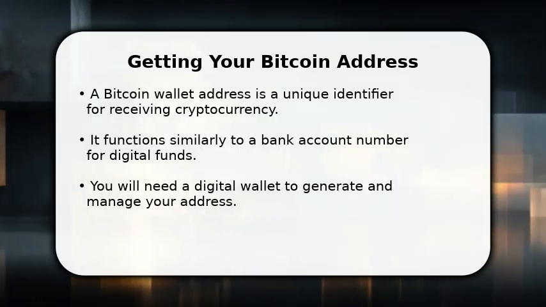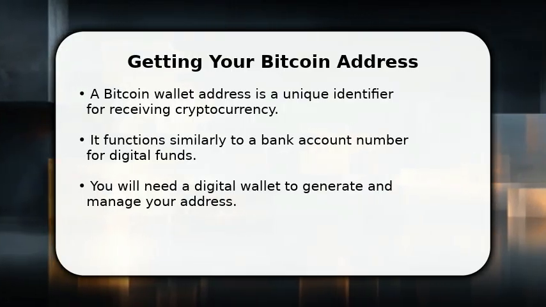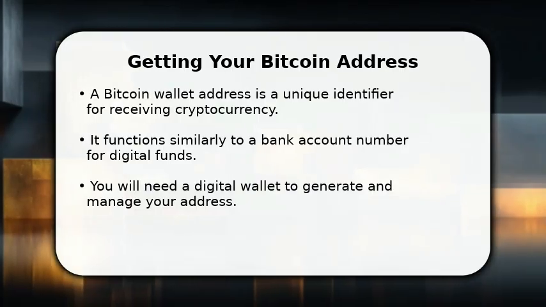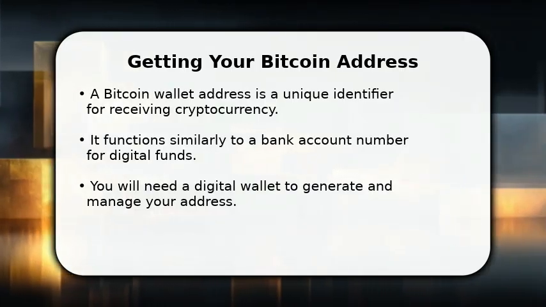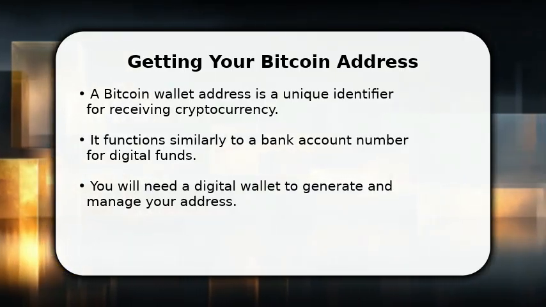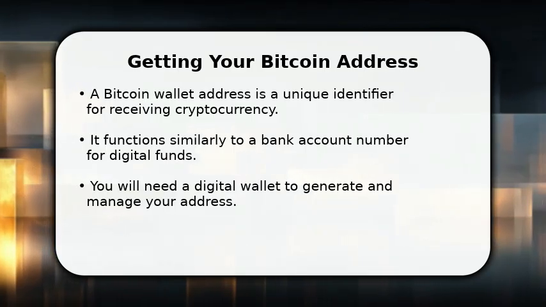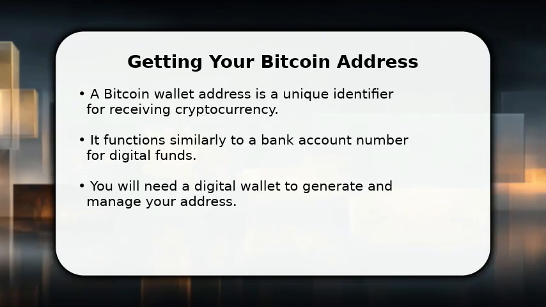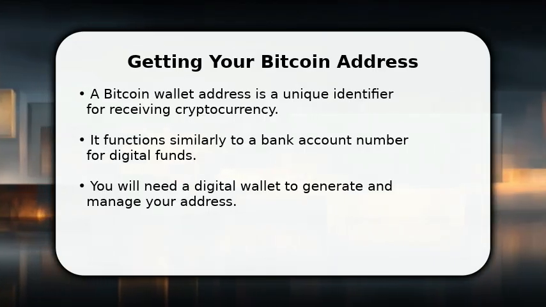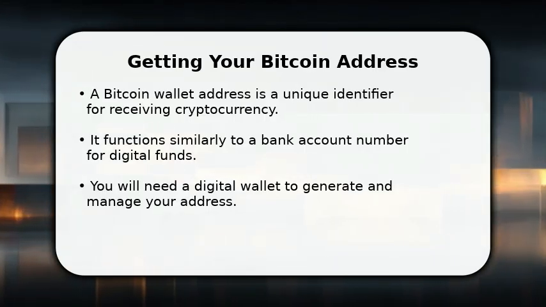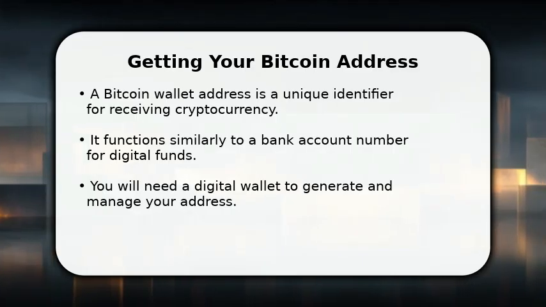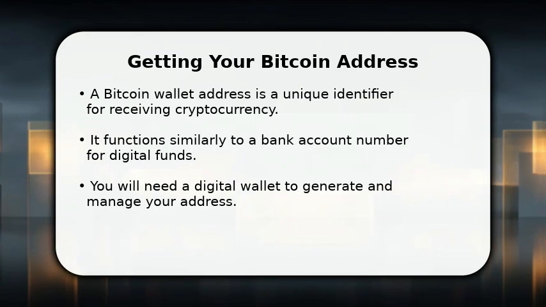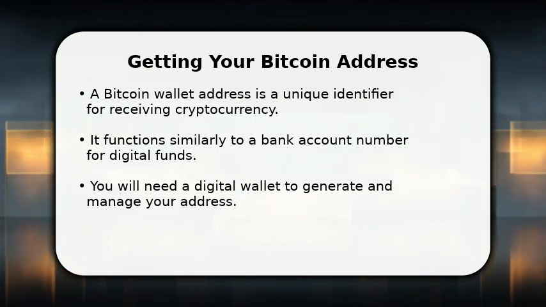In this video, I will explain how to get a Bitcoin wallet address. First, understand that a Bitcoin wallet address is like your personal mailbox for receiving digital currency. It's a unique string of letters and numbers, typically between 26 and 34 characters long, that allows others to send Bitcoin directly to you. This address is essential for any transaction where you are the recipient, ensuring your funds arrive safely in your chosen digital wallet.